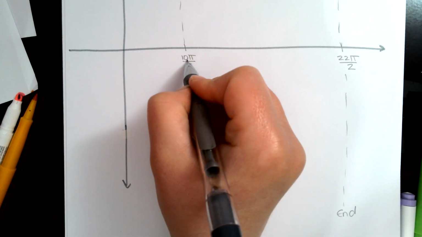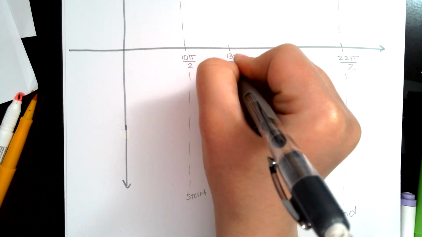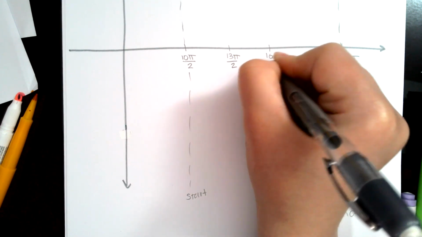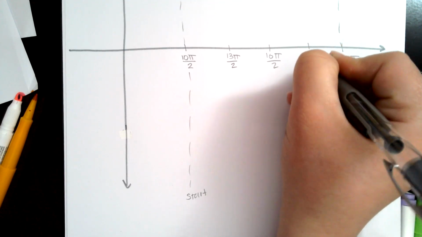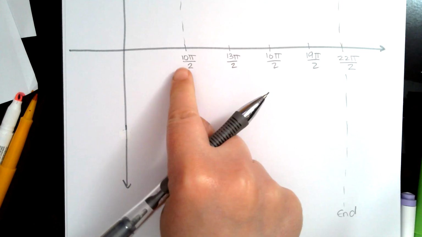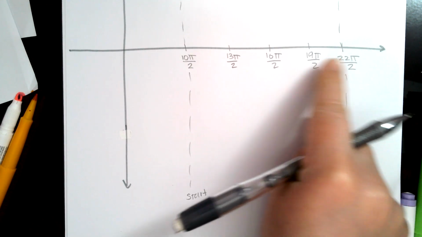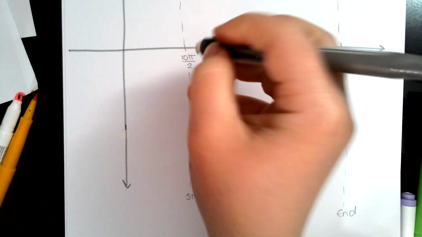Now from here, you're going to use your distance. So 10, 11, 12, 13, 14, 15, 16, 17, 18, 19, 20, 21, 22. Okay, so we should, using our distance, end up at our ending number. 1, 2, 3, 4, 5. You should have 5 total. Then you're going to go back and simplify.